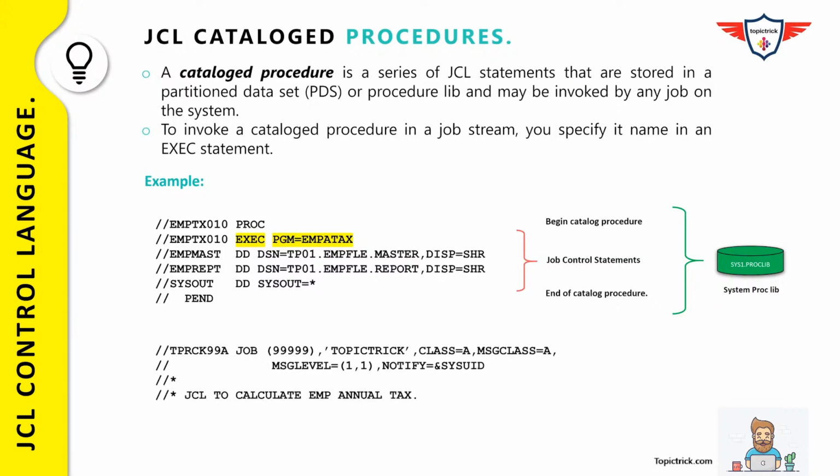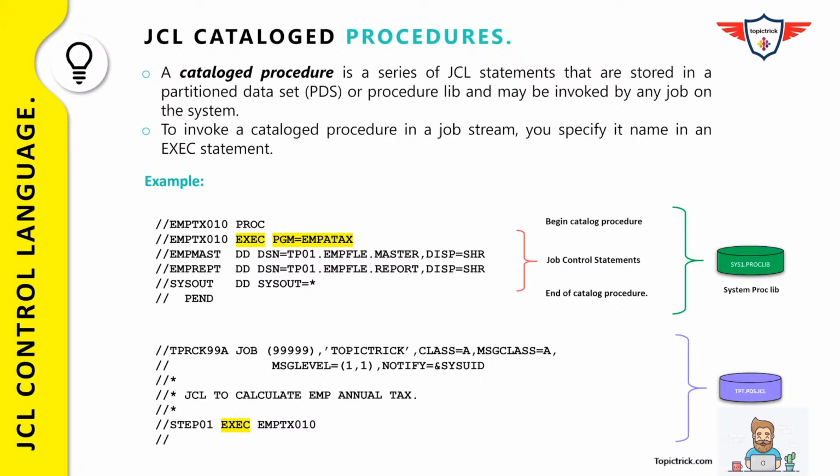So before discussing the catalog procedure example, let me ask an interview question. And if you know the correct answer, then write it down in the comment section. So the question is: let's say you have created a catalog procedure and you have stored that procedure in your private library. Then how will you invoke this catalog procedure with the help of a JCL?